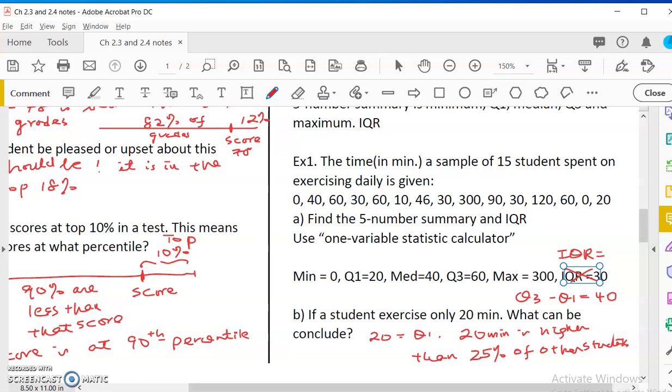I'll continue to talk about the use of IQR to define outliers in the next video.